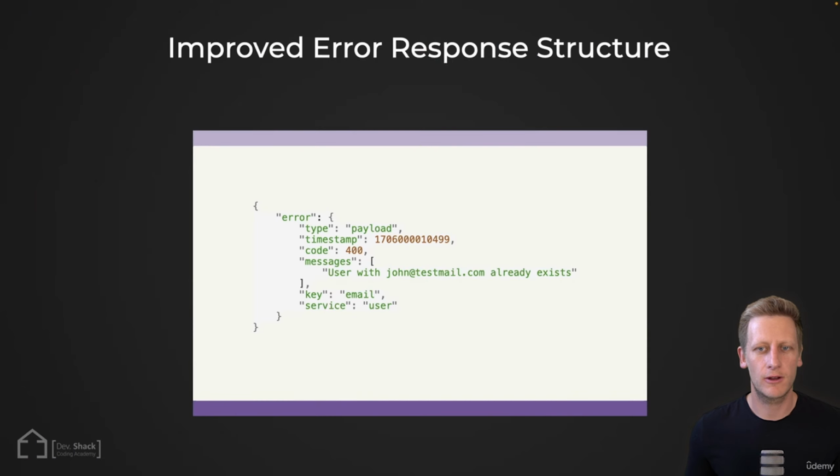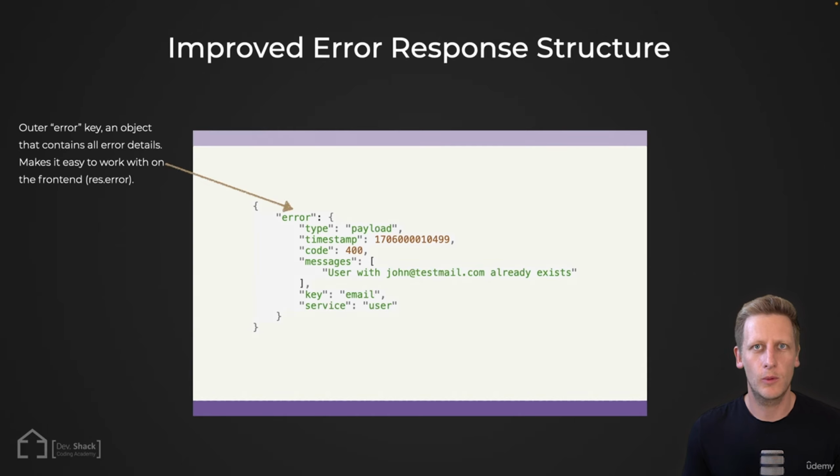So I've got this little diagram here just to explain what we're trying to do. This is the end goal or the end result of the code that we're going to write throughout this module. When we make an API request, I want this object to be sent back to the client. And this object's going to have an outer error key.